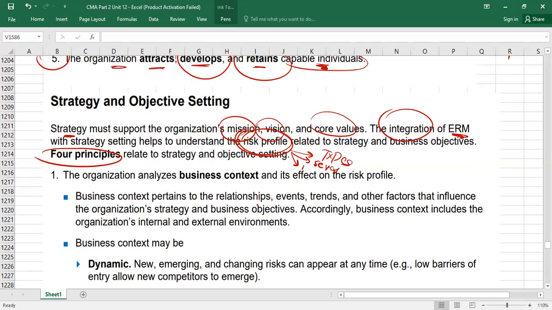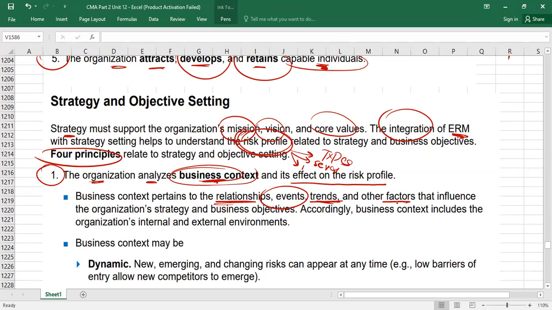These four principles you need to understand. First of all, this is the first principle for strategy and objective setting: the organization analyzes business context, and its effect on risk profile. Business context, guys, simply means you have to decide in which areas or things can lead to risk. For example, business context could be relationships, like relationships with customers and suppliers. You have to look at which kinds of risks are there. Business context could be certain events, certain transactions, certain trends, or any other factors.